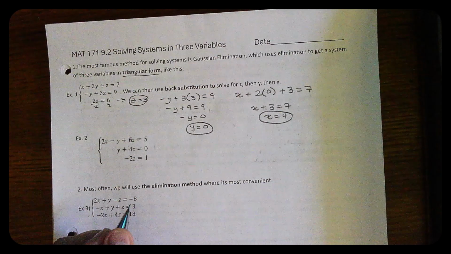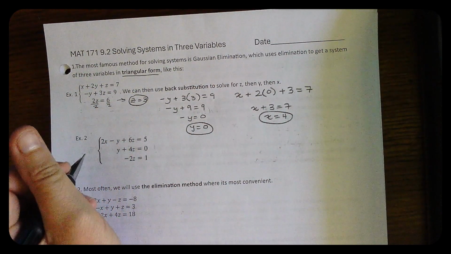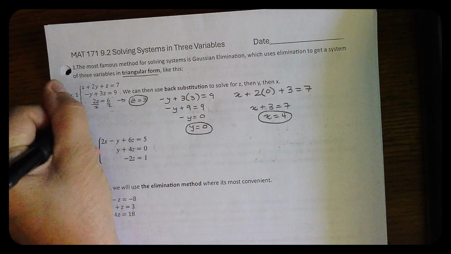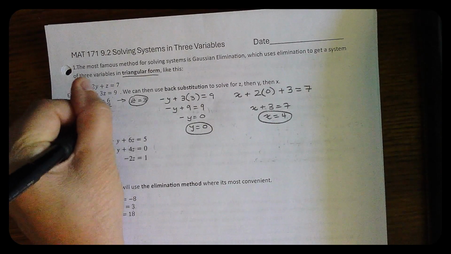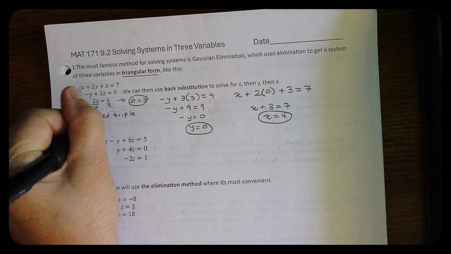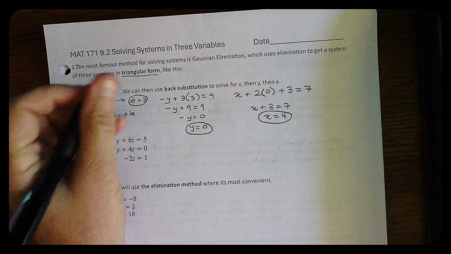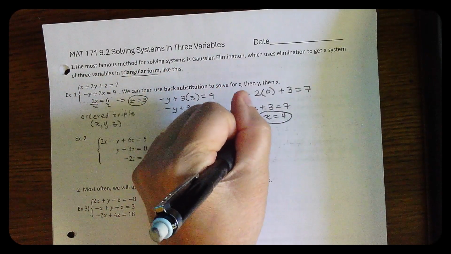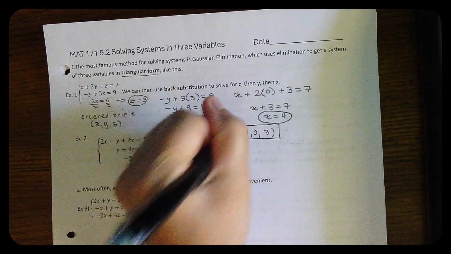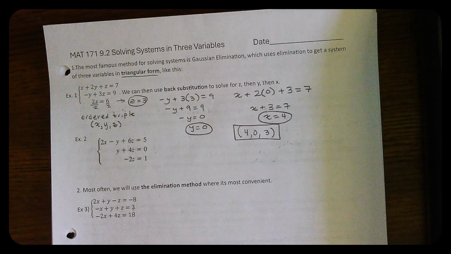And just like systems with two variables, with three variables, you want to make sure you put your solution as an ordered triple. So an ordered triple, just like an ordered pair, always has the same order, the x coordinate, the y coordinate, and then the z coordinate. So this solution would be 4, 0, 3. So make sure you don't forget that final step, so I can check to make sure you know the ordered triple is x, y, z.